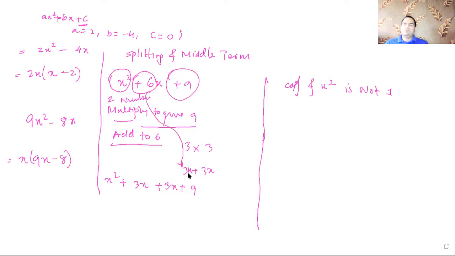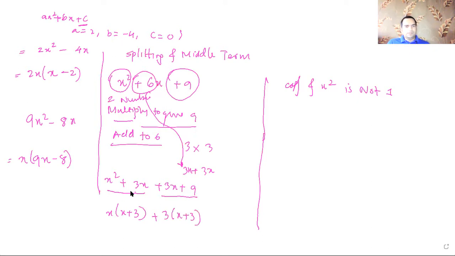So the sum can be broken down as 3x plus 3x. That's what is called splitting. Remember that it's not a new quadratic, it's the same quadratic. If you go one step backwards and combine them, you get the quadratic back. You can always cross-check your answers. After this, what you have is x squared plus 3x, and you factor out: x times x plus 3, and plus 3 times x plus 3.